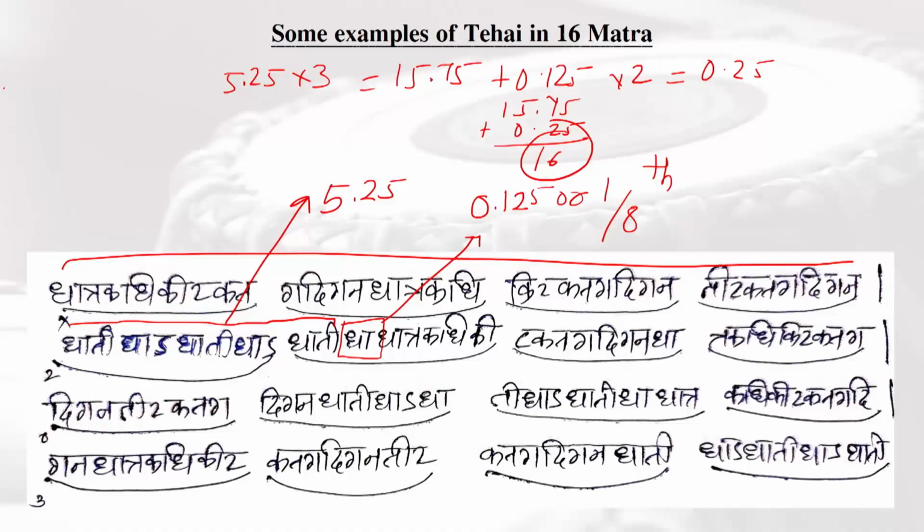So we have the Tehai now. It's a complicated Tehai. We'll play this Tehai in slower tempo. So 5.25, that is Palla, and 0.13.